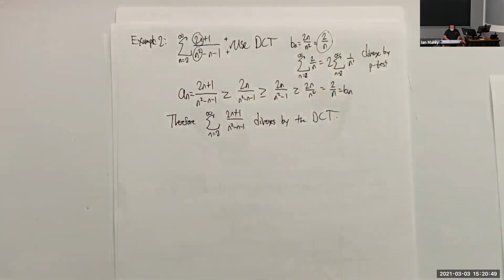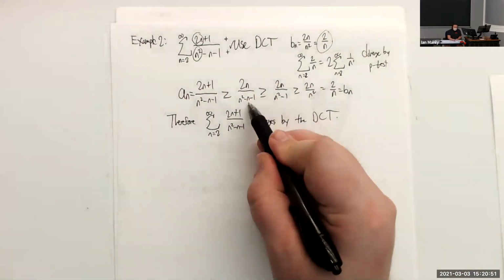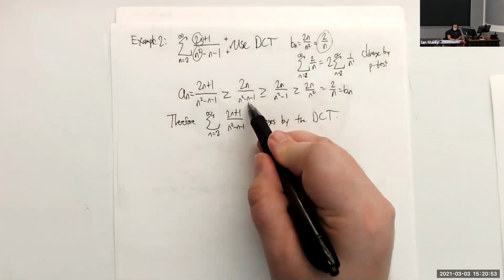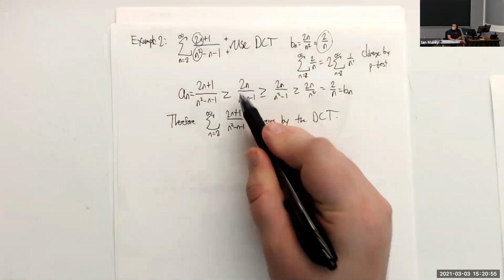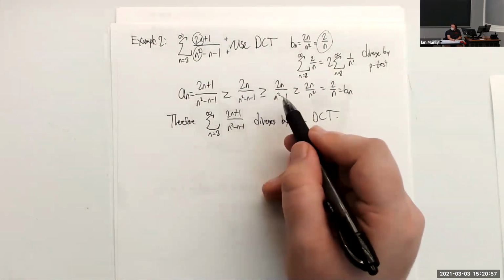Why did I get rid of the n? So I was adding something to my denominator to make it smaller overall. That's why I decided to get rid of that n.